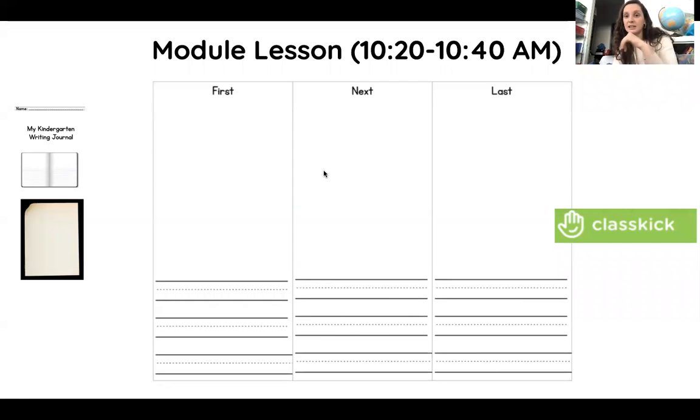Okay, friends, on the last slide, we wrote about the characters and the setting. Now, on a new sheet of paper, we're going to write about three important things that happened in the story. So, on your new sheet of paper, this time you're going to draw two lines down the middle, just like we did when we were writing yesterday about the events in Brave Irene.